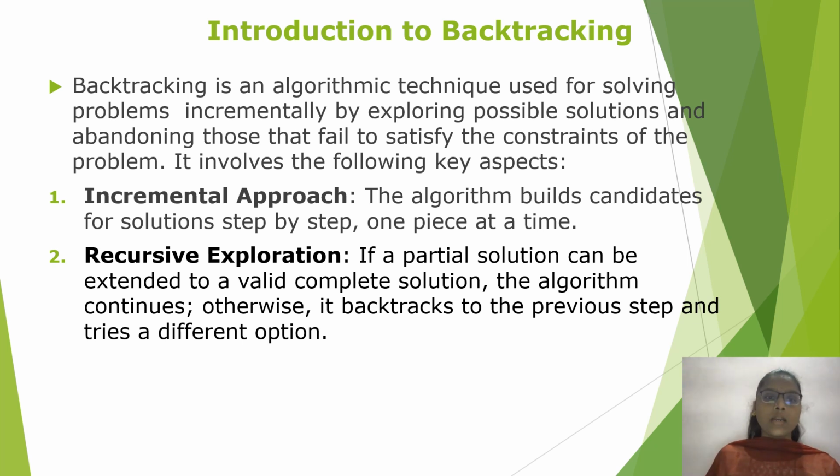Those are incremental approach, recursive exploration, pruning, and exhaustive search. First we are going to the incremental approach, where the algorithm builds candidates for solutions step by step, one piece at a time. Recursive exploration is the second key aspect in backtracking. If a partial solution can be extended to a valid complete solution, the algorithm continues, otherwise it backtracks to the previous step and tries a different option.